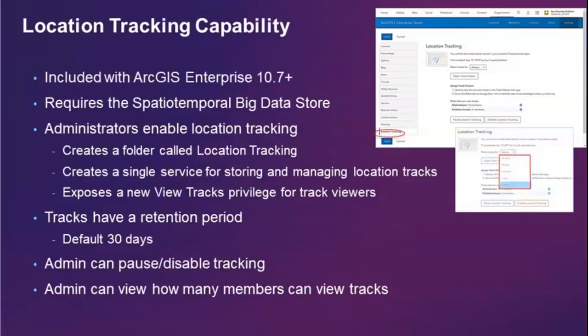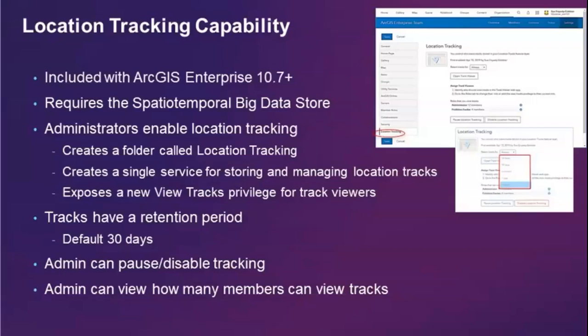So again, the capability, I've given you some of these details. Once you have your enterprise set up with the spatio-temporal big data store, an administrator would enable location tracking. This would create the folder that stores that single feature service that manages your location tracks. And also there is a new view tracks privilege that gets exposed that can be assigned to those people who need to view the tracks. Again, there is security built in that by default, those tracks can't be viewed by anybody. You have to do a couple steps. One, give that view tracks privilege, and two, assign that to particular users and give them that view.